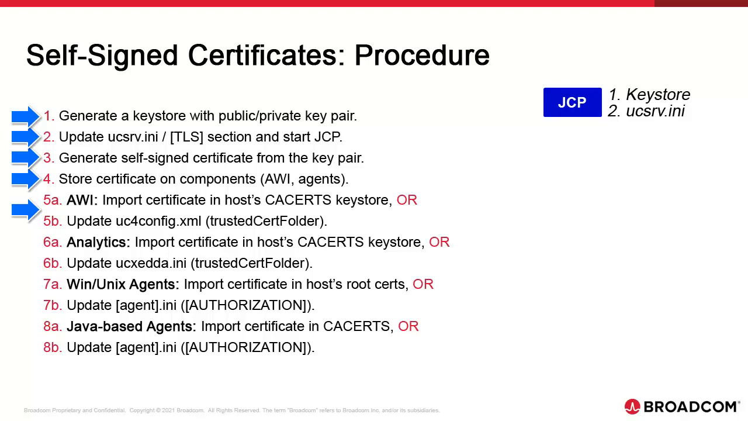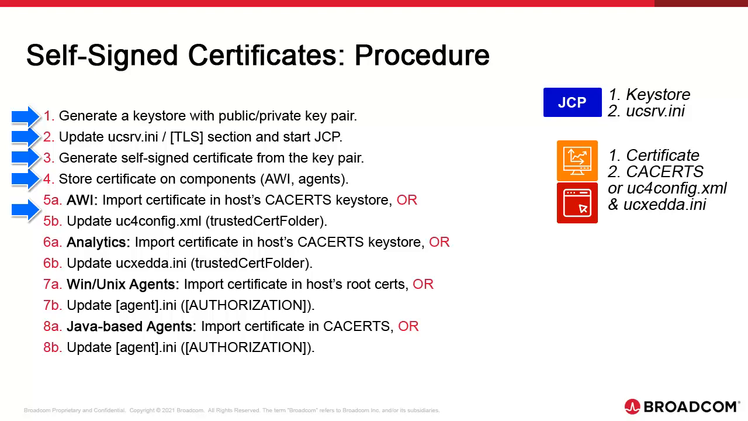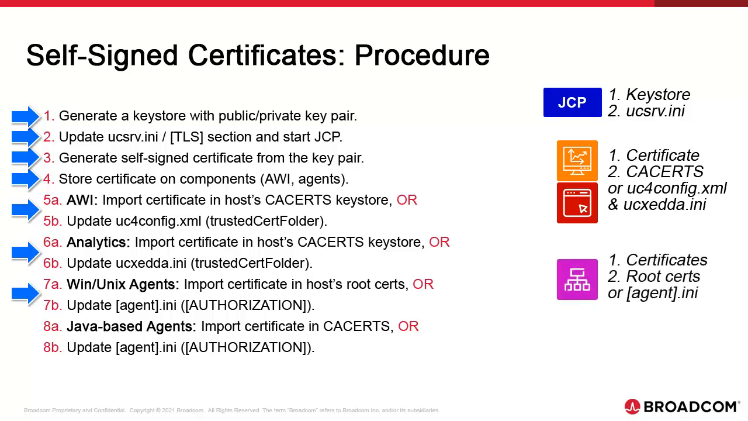Then for AWI, we have 2 options. We can either store the certificate in the Java Trust Store repository called CA certs. This guarantees that the certificate is usable by Java applications on this host. We can also update uc4config.xml and point to the certificate location using a trusted cert folder connections tag. The process for analytics is the same, we just update ucx.edda.ini. For Windows and Unix agents, we can either import their certificate in the operating system's trust store or update the agent INI with a certificate location. Finally, for Java-based agents, the options are the same as for the web interface, either CA certs or the INI.